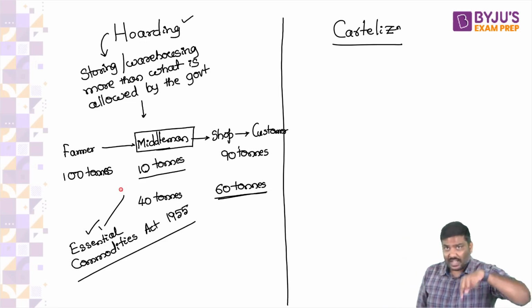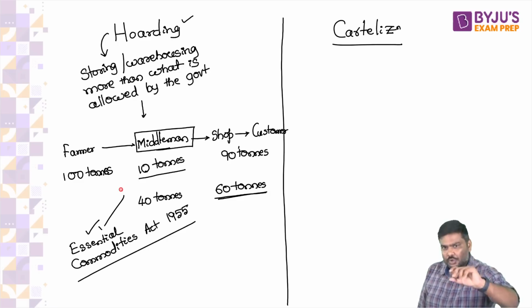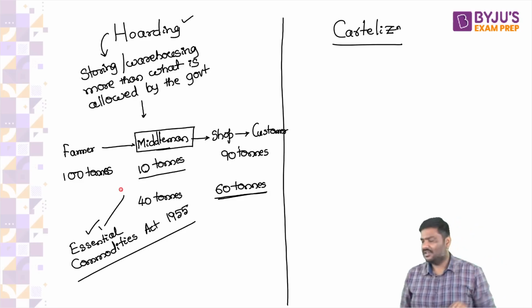And because we are covering it under the Essential Commodities Act, you will not be allowed to have an MRP of more than this. That is the precise reason.